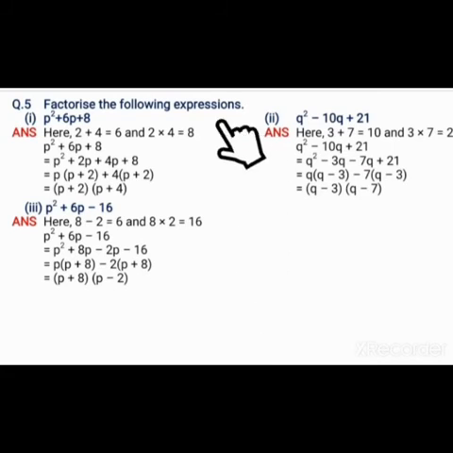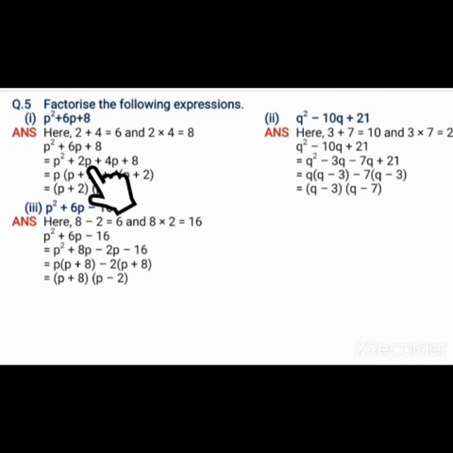Come to the last question, number 5. Factorize the following expression: p square plus 6p plus 8. Now here you have to follow the identity (x plus a)(x plus b), that is x square plus (a plus b) multiplied by x plus a multiplied by b. Now here a plus b is 6 and a multiplied by b is 8. So you have to follow 2 plus 4 equal to 6 and 2 multiplied by 4 is 8. So p square plus 2p plus 4p plus 8.